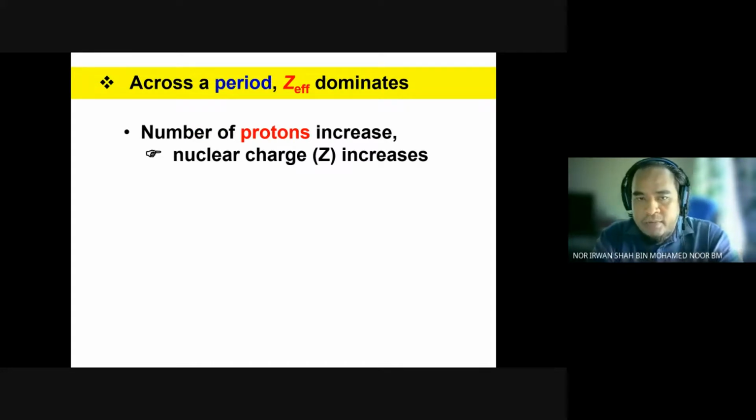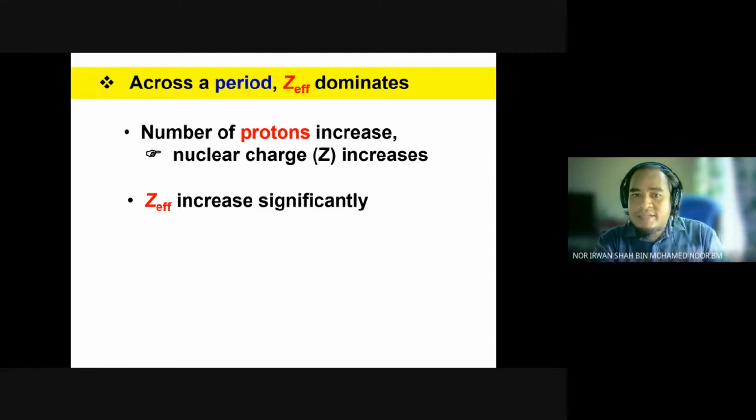Bila kita move across a period, so obviously, apa yang kita akan notice adalah the number of protons increase. Kan? Bilangan proton bertambah. Yang tadi pun awal-awal okay, earlier in this lesson, saya dah terangkan pada you all tentang nuclear charge kan. So nuclear charge kan dia related dengan number of protons. So in this case, when the number of protons increase, same goes to nuclear charge. Nuclear charge juga akan increase. Okay, so apa signifikan dia bila nuclear charge bertambah kan? So bila nuclear charge bertambah, secara tak langsung juga guys, effective nuclear charge also increase significantly.